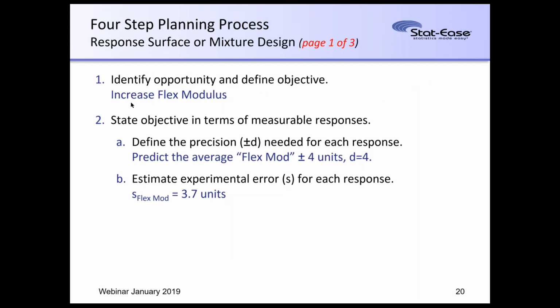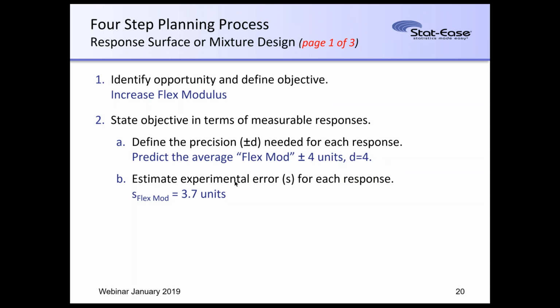What we want to do is increase the flexural modulus of the material we're running through the extruder, and define what precision we need. We want to be able to predict this flex modulus plus or minus 4 units. So we're going to use our D. The precision that we want is to be able to predict the mean flex modulus plus or minus 4 units.